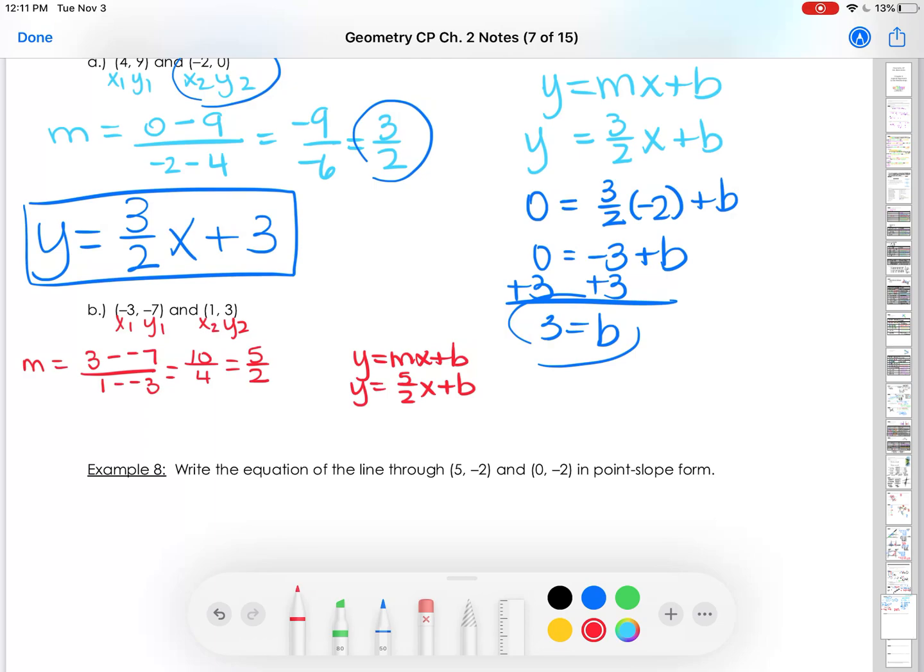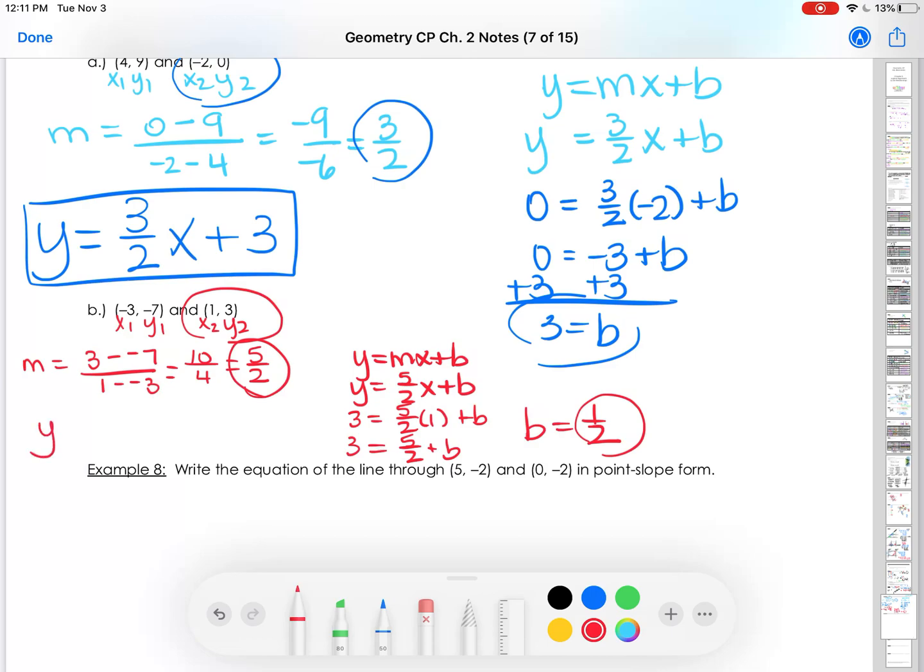Now I need to find b, so I'm going to pick a point. You could pick the first one or the second one. It does not matter. I'm just going to pick the ones with prettier numbers. So that means 3 is equal to 5 over 2 times 1 plus b. Okay, so 5 over 2 times 1 is 5 over 2. And then I'm going to subtract 5 over 2 from both sides. So 3 minus 5 over 2 is going to be 1/2. So b equals 1/2. I have m and I have b. So y equals 5/2, x plus 1/2.